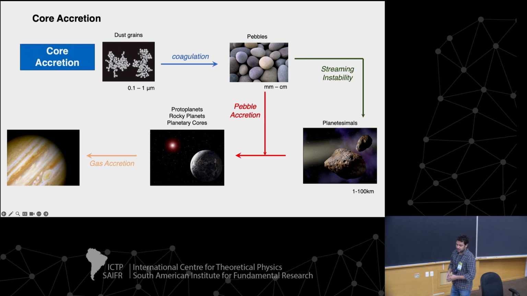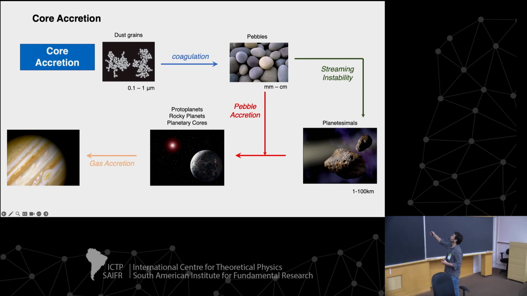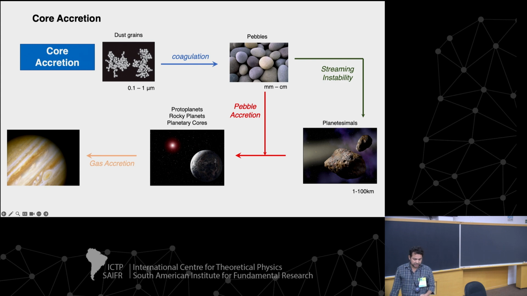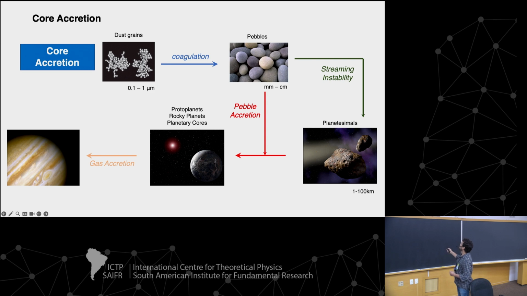You start with these dust grains, and they're going to grow through coagulation, right? And then they're going to build the first pebbles, and then there are processes that are going to convert these pebbles into planetesimals. The one that we're going to study today is called the streaming instability, and we're also going to go for the coagulation. And then once the planetesimals are forming, they're going to collide with each other, but also accrete the remaining pebbles in the disk by a process called pebble accretion.